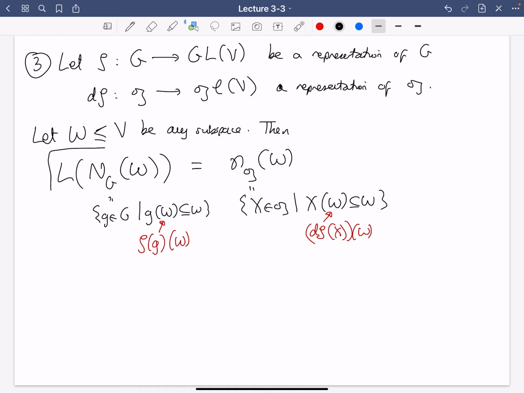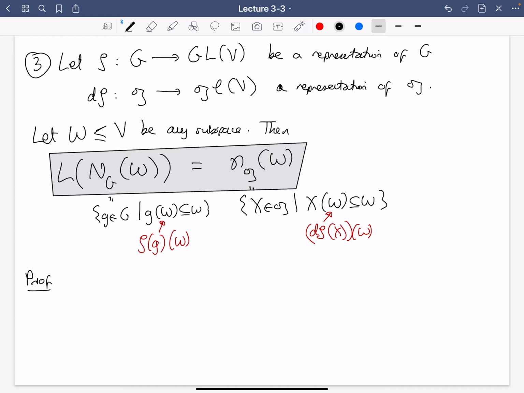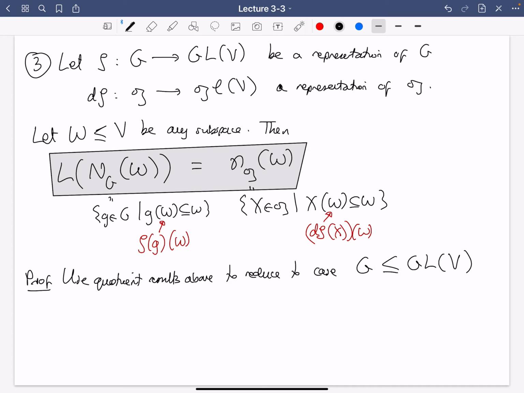So here's my third consequence. The Lie algebra of the normalizer is the normalizer in the Lie algebra. So again, this is fairly easy to prove. What you have to do is use the quotient results that I've mentioned earlier today to reduce to the case that actually this G is embedded inside GLV as a closed subgroup. So you replace G by its image under rho.